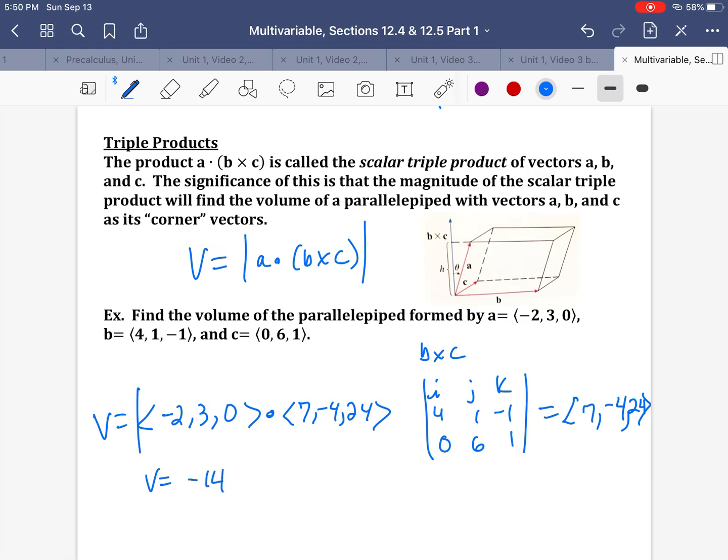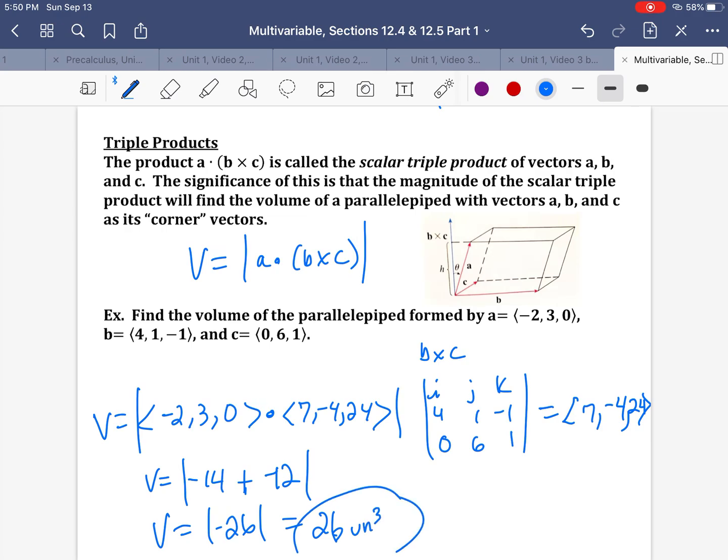I have to do the magnitude of this. And so you'll see in a minute that yes, it's a magnitude, but in a way it kind of means absolute value because we're not getting a vector here anymore. So I have negative 14, let's see, plus negative 12. I guess I misspoke earlier. Sorry about that. So volume, absolute value of negative 26, so 26 units cubed.